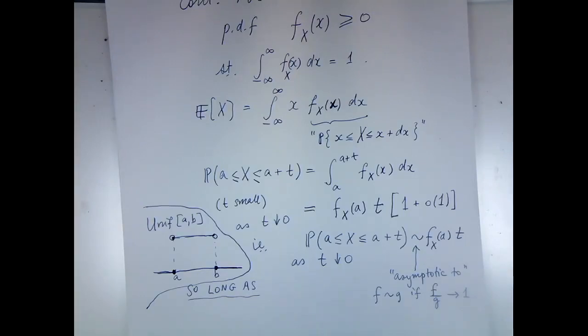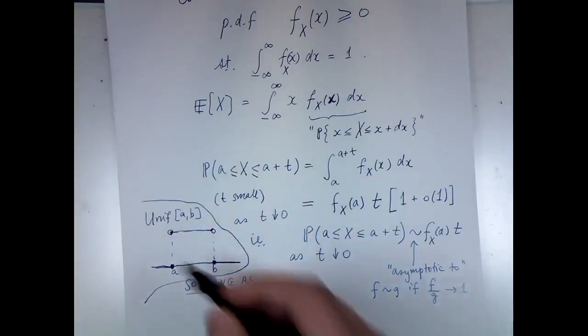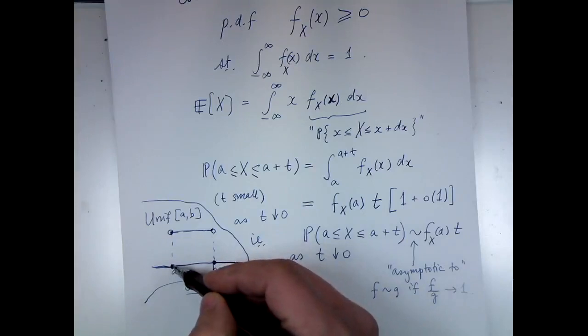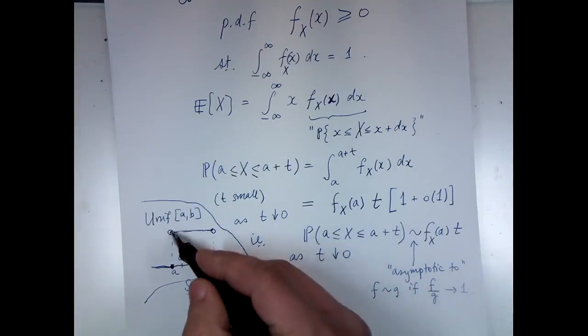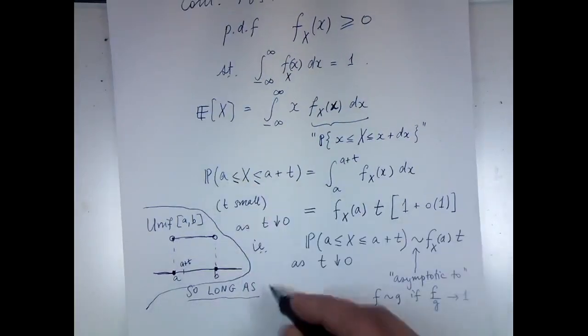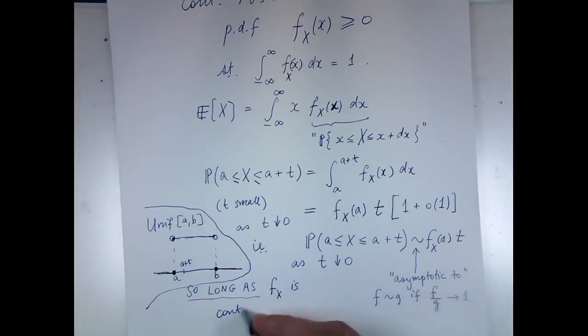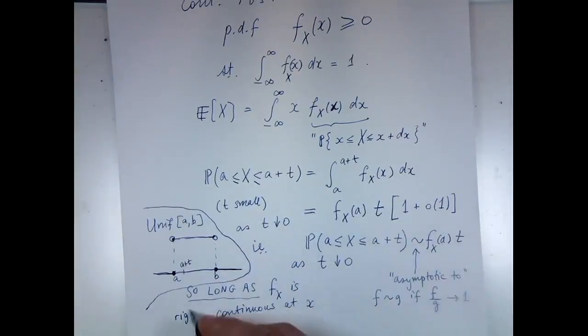But the reality is, when you have a point where it's not continuous, I could have defined the density at A to be 0. And then the probability of being between A and A plus T, you would only get the right value if the density was here rather than there. So for this to be true, that would be so long as f subscript X is continuous at x. And you might say, why does it have to be continuous? It could just be right continuous for this example. Yeah, and so that's correct.